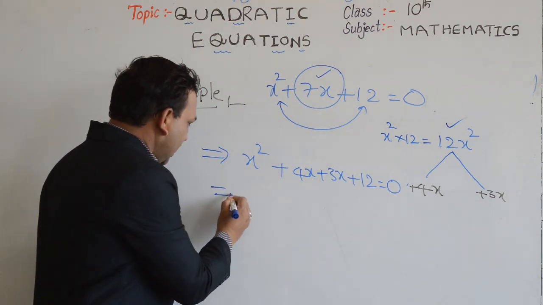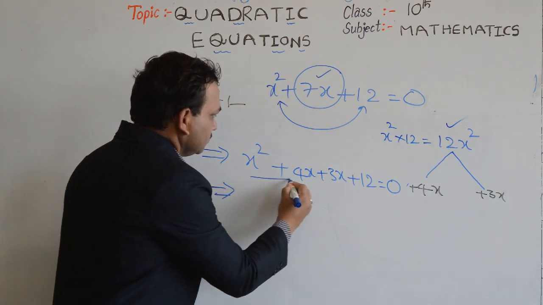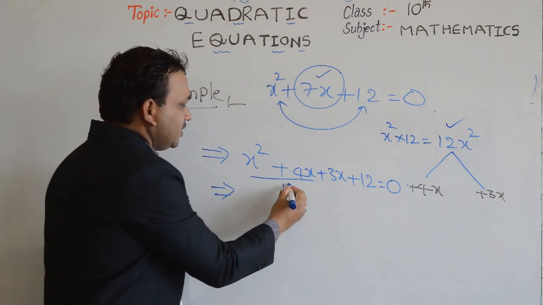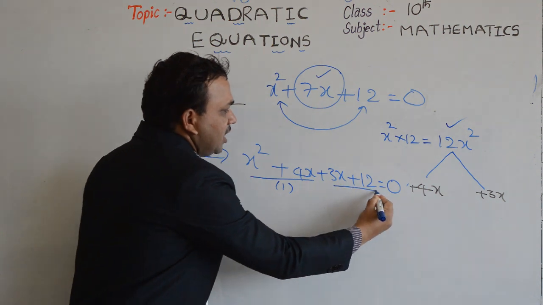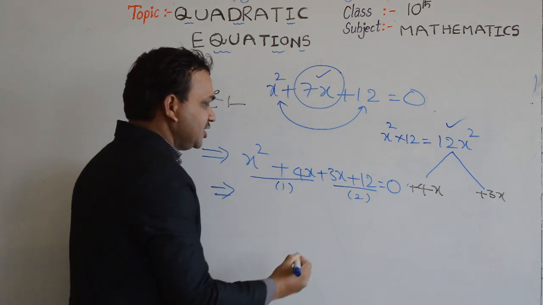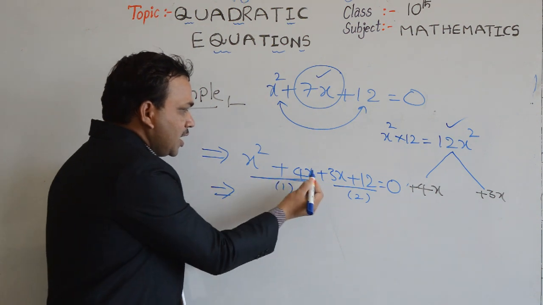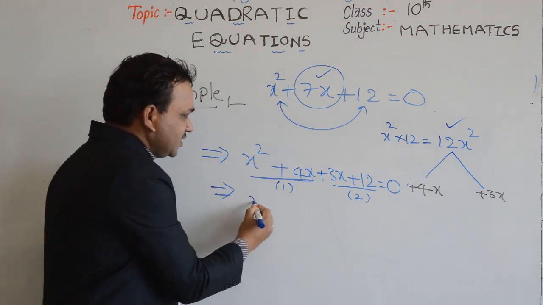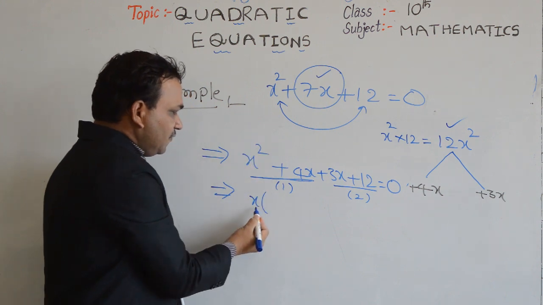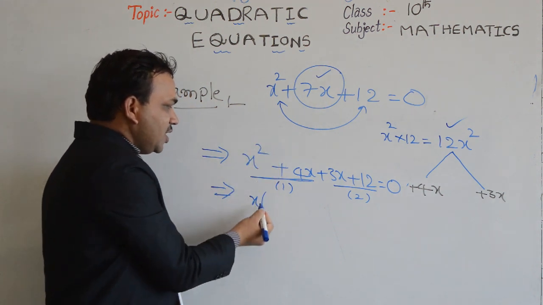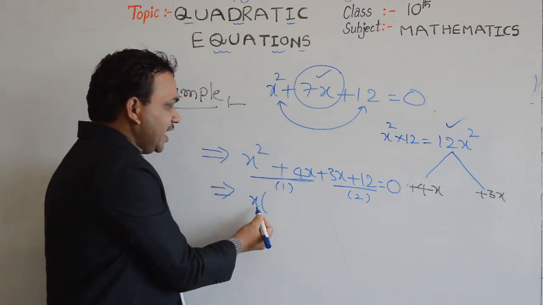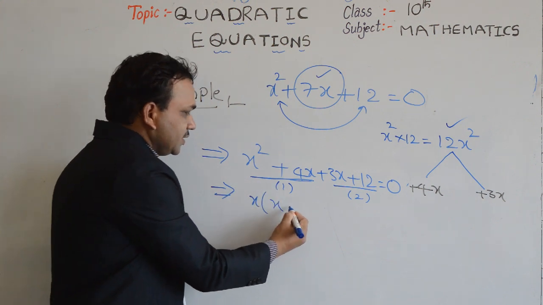So that implies, to understand the purpose, we have to take this as the first expression and this as the second expression. In the first expression, what is common here? x is the common term. If we take x as common, what is the meaning of x square? x into x.